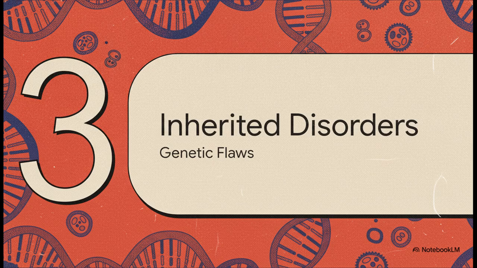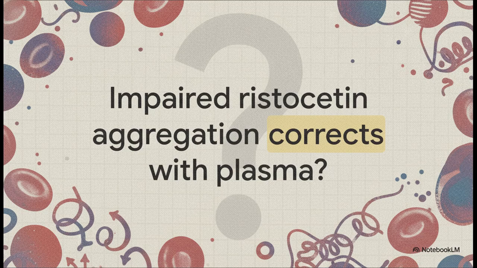What happens when there are genetic flaws in the hemostatic system? This dense vignette is an absolute classic. We have a 12-year-old boy with recurrent epistaxis, normal platelets, normal PT, mildly prolonged APTT. His impaired ristocetin aggregation completely corrects when you add normal plasma. What's the diagnosis? A. Hemophilia A. B. Bernard-Soulier syndrome. C. Glanzmann thrombasthenia. Or D. von Willebrand disease.